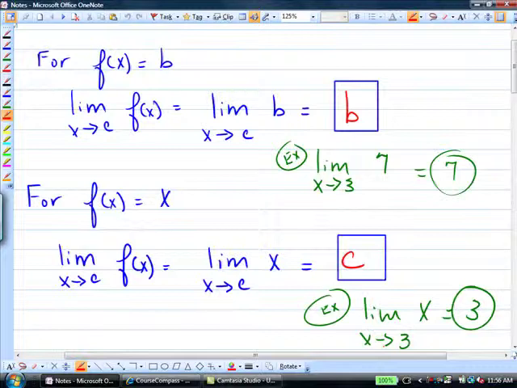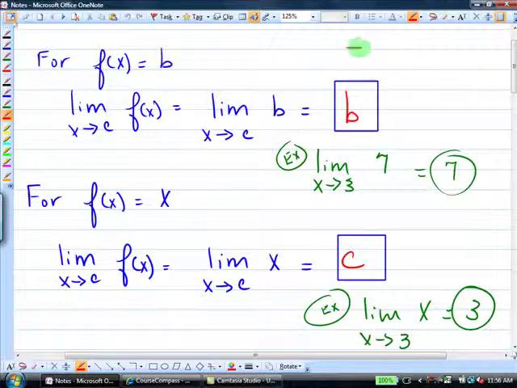First one says you've got a function, f of x equals b. What kind of function is that? B is a number, so y equals a number. That's just a horizontal line, a constant function. So regardless of where you're approaching, what's the y value? B. If you say y is 7, that's what that means. So if you say the limit as x approaches 3 of 7, it's still going to be 7. There's no plugging in.